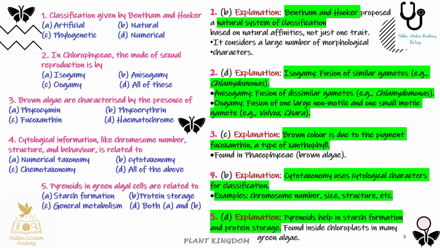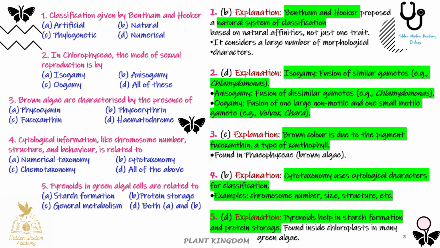Question 3. Brown algae are characterized by the presence of Option A, phycocyanin. Option B, phycoerythrin. Option C, fucoxanthin. Option D, hematochrome. Explanation: brown color is due to the pigment fucoxanthin, a type of xanthophyll found in Phaeophyceae, brown algae. So, option C is the correct answer.